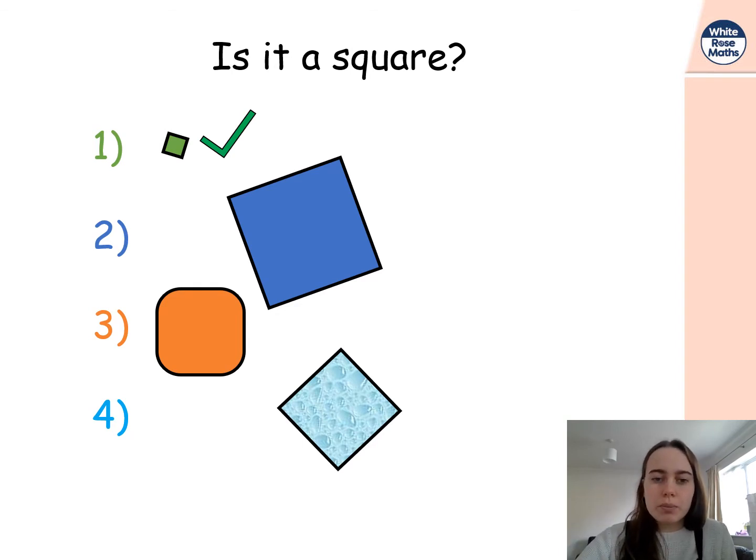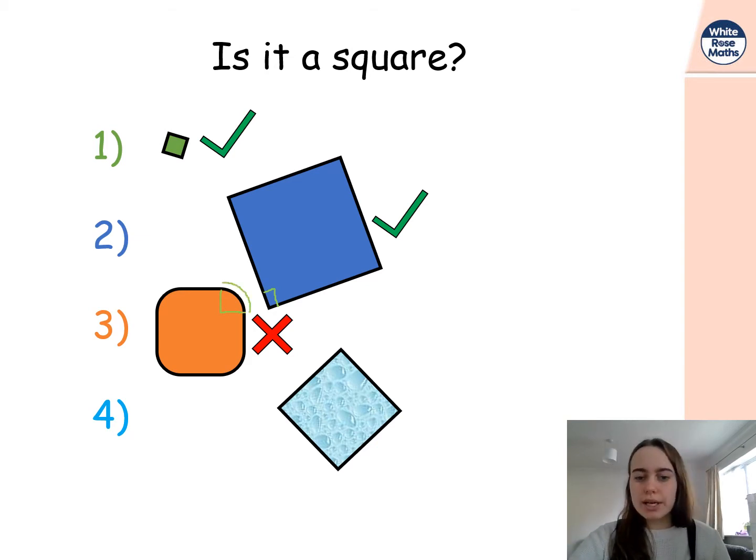How about number 2, is that blue shape a square or not? That's right, it is a square. Again, 4 sides, 4 vertices. How about the orange shape, number 3? Is that a square or is it not a square? It's not a square. It's not got 4 sides and it's not got 4 vertices, so it's not a square. And it's not got any right angles. If you remember, we spoke about how with right angles, you can make a little square in it, whereas here I can't make a little square because it's got a curved side, so it's not a square.